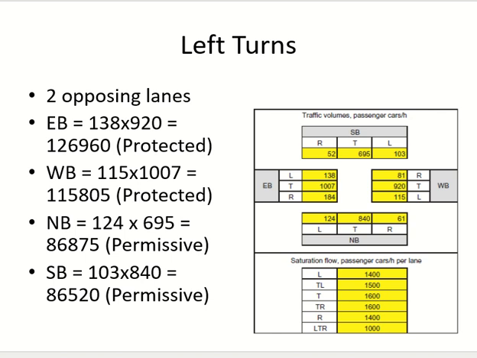For the eastbound and westbound, it is protected because in both cases the number is more than 90,000. For north and south, the number is less than 90,000, so it is permissible. Meaning I can consider a separate phase for left turning for the east-west directions. I can put them together as well, yes, but I can consider a separate phase for left turning for the east-west direction.